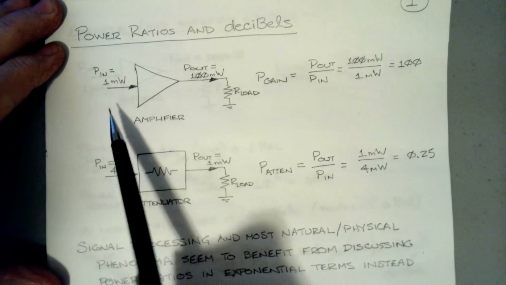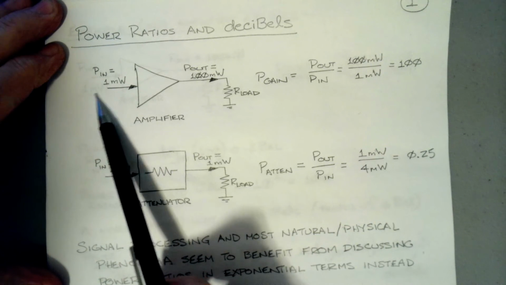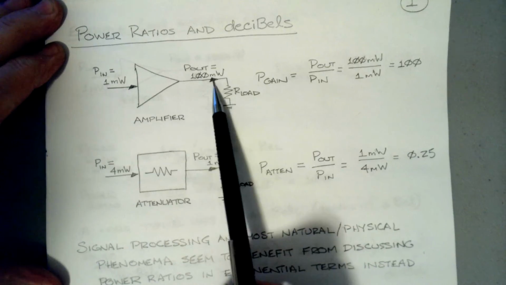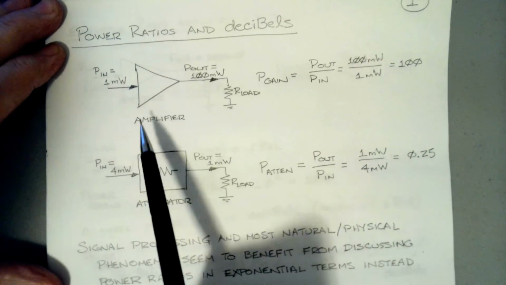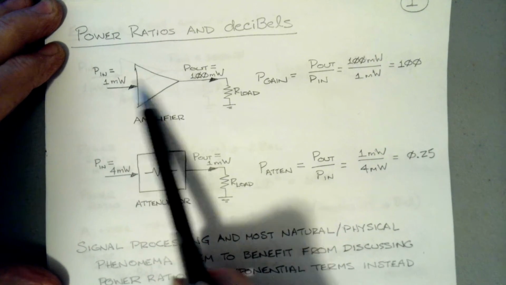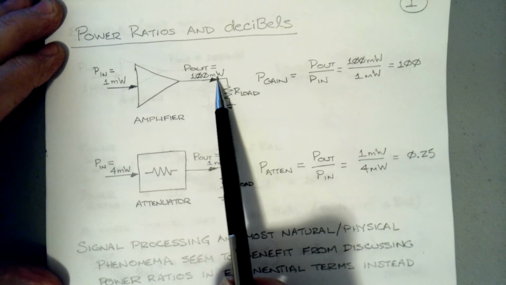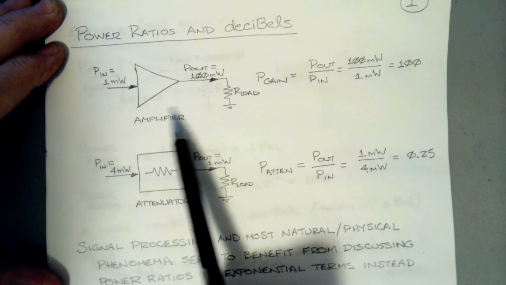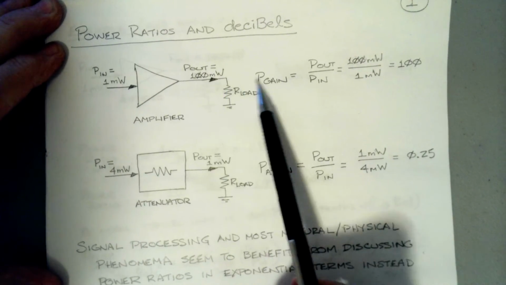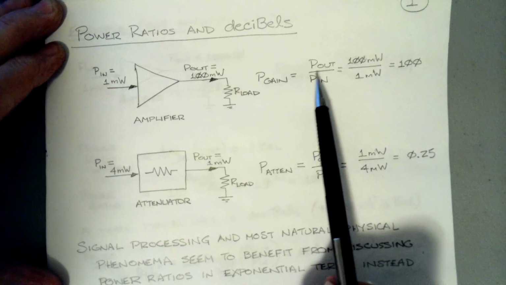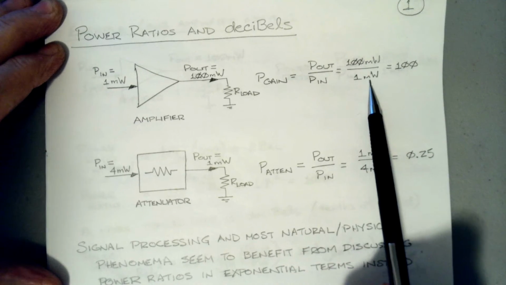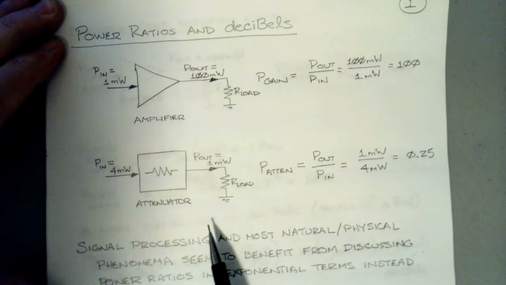So, in signal processing systems, we often care about the power going into one of the blocks of our systems and the power coming out. Here's an example where it's an amplifier. I'm going in with 1 milliwatt and coming out with 100 milliwatts. So we have a power gain, which is a power ratio. It's P out over P in. 100 milliwatts over 1 milliwatt, that's 100, pretty simple.